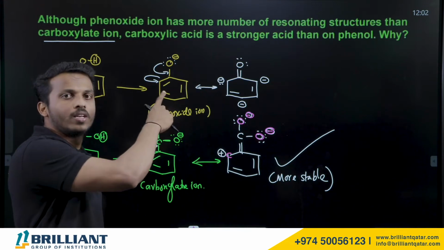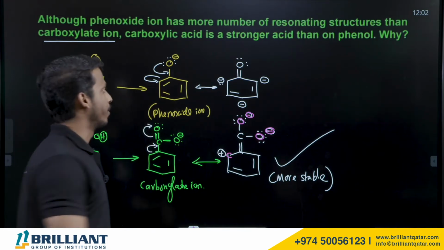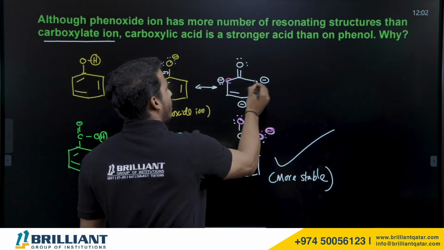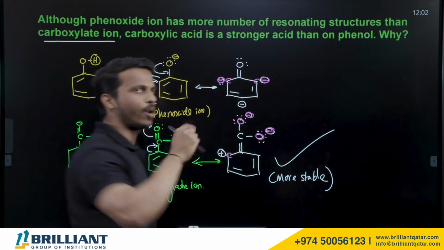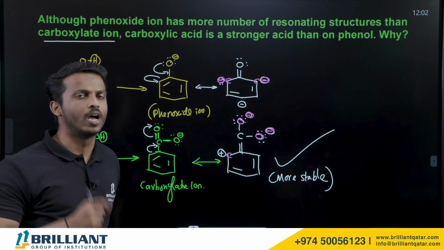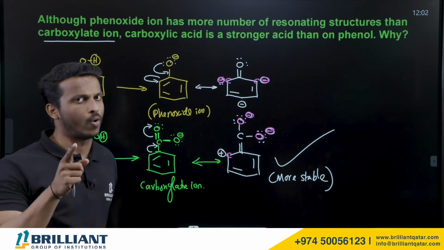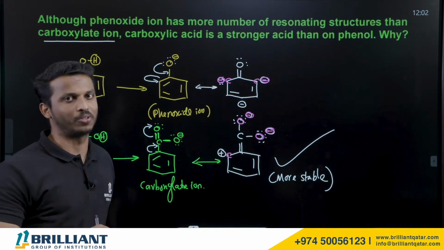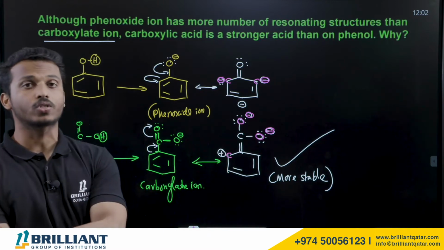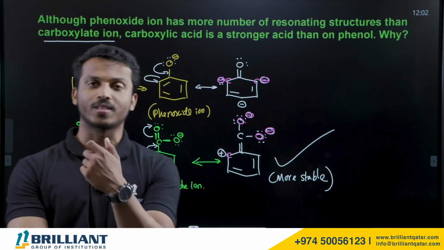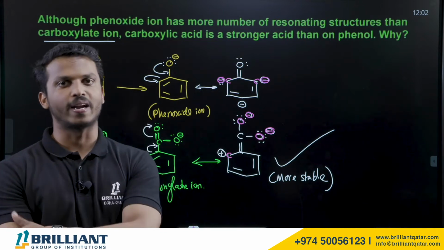What about the resonating structures of phenoxide ion? Here the carbon carries the negative charge. Carbon and oxygen, when you consider, who is the most electronegative element? Oxygen. So it prefers negative charge. This is the more stable structure. So we can say the resonating structures of carboxylate ion are more stable than phenoxide ion.